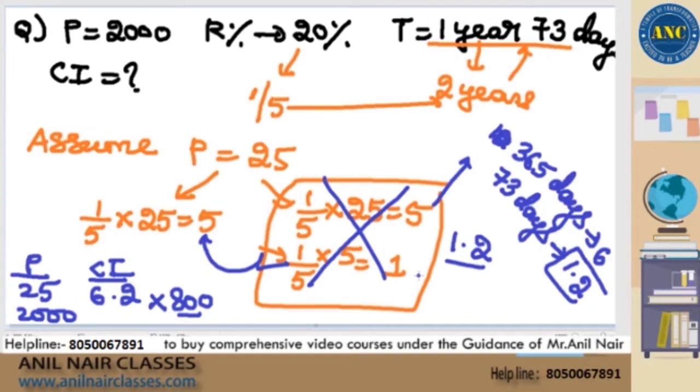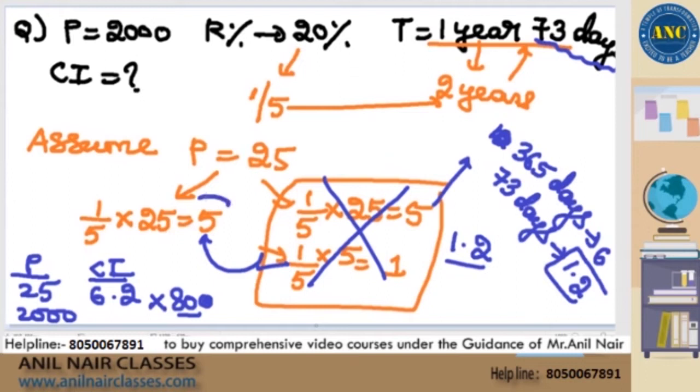But according to the question, I don't want 365 days. I want 73 days. Right? 73 by 365 is 1 by 5, into 6, 1.2. Second year for the entire 1 year it is 6. For 73 days it is 1.2.